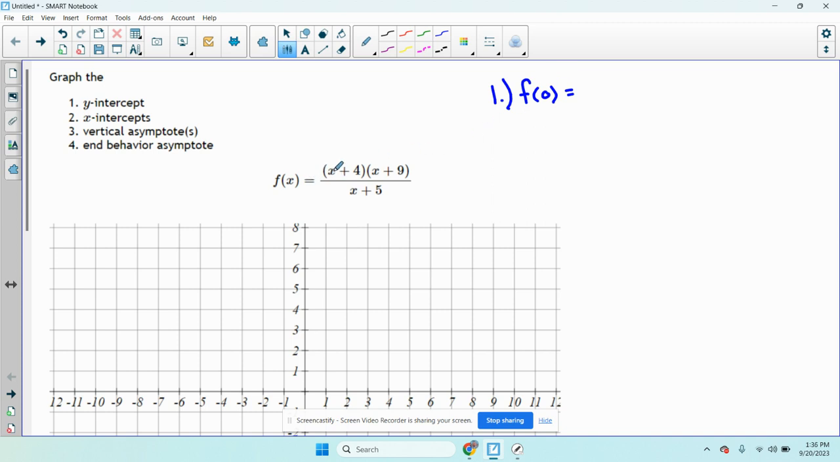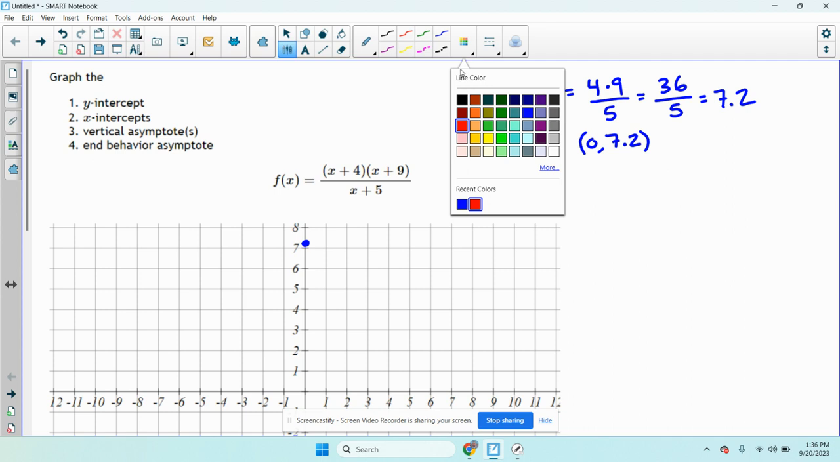If I plug in 0 for x here, here, and here, I get 4 times 9 divided by 5, which is 36 divided by 5, which is 7.2. So I have the y-intercept of (0, 7.2). So we can put that there. That's going to be somewhere right about there.